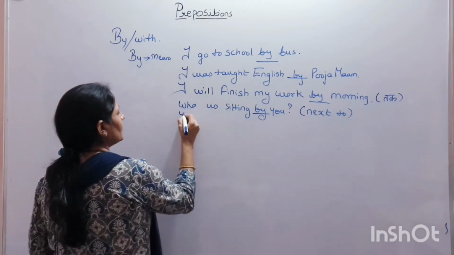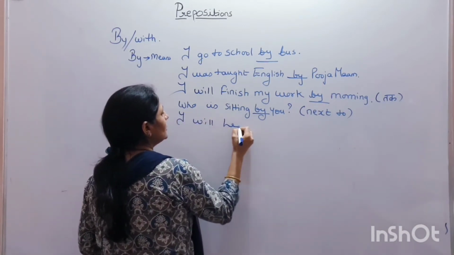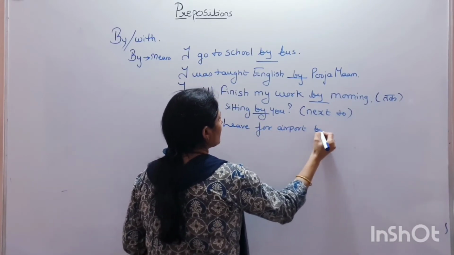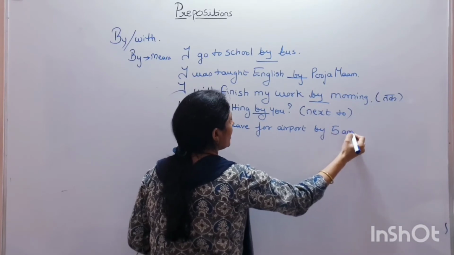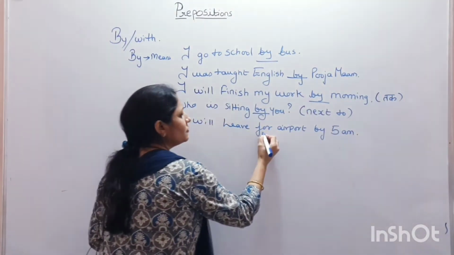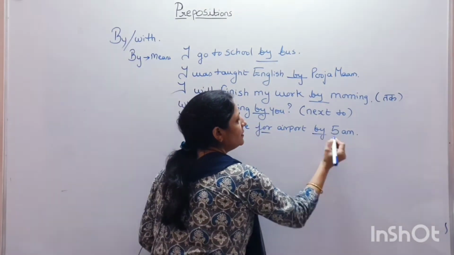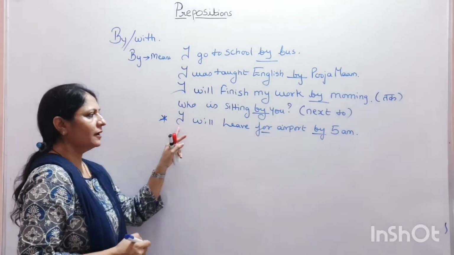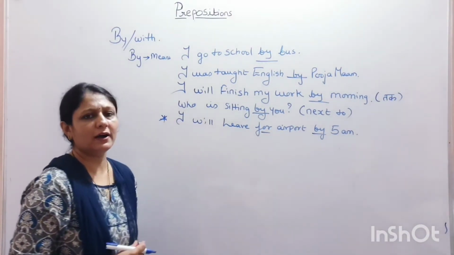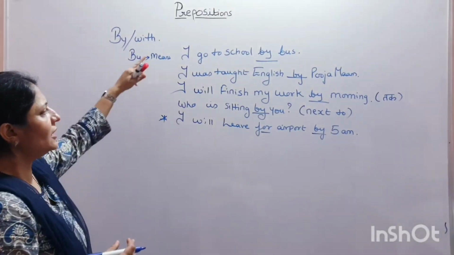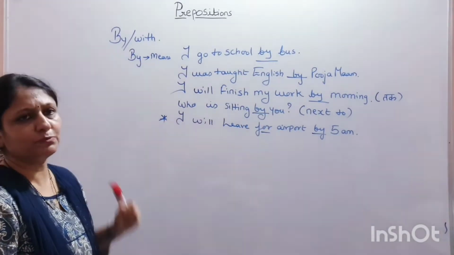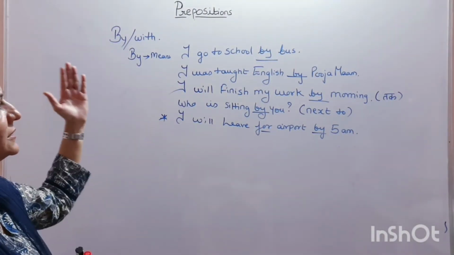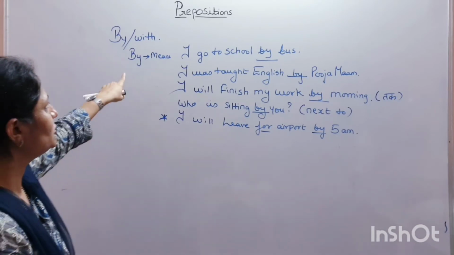और यहाँ पे I will leave for airport by 5 a.m. Now for the place and by time. This is also a usage of by. I will leave for airport by 5 a.m. So these are some usages of by. Can you read it and understand it? These are the commonly used usages of by.